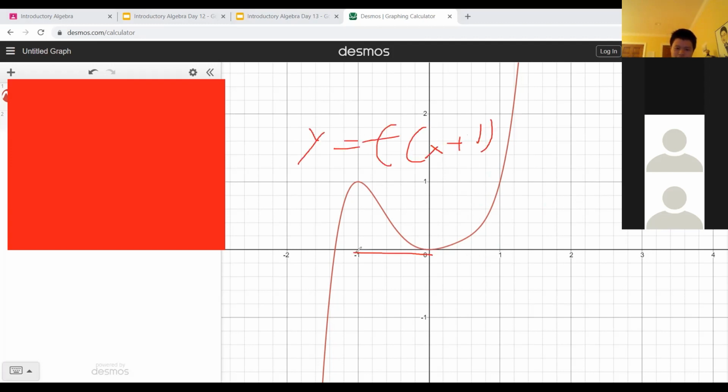Similarly, if we wanted to move left, x minus 1 over x minus 1. By the way, 1 is an arbitrary number. You can shift it right or left any distance.